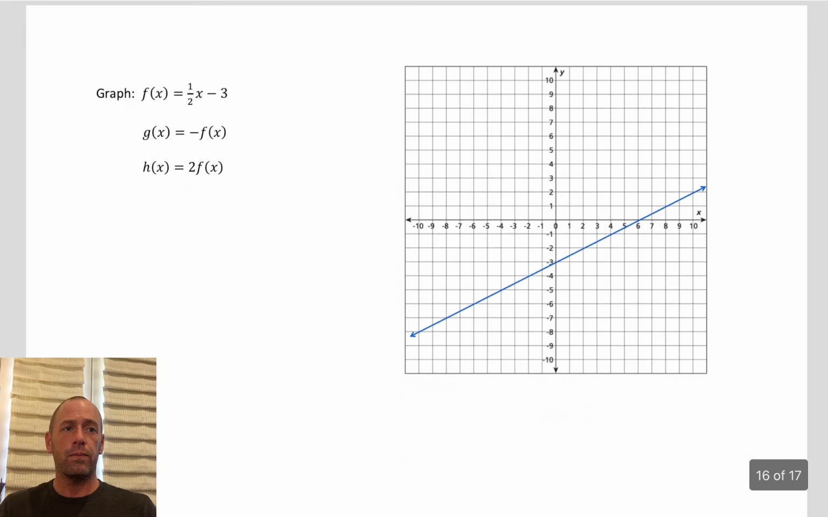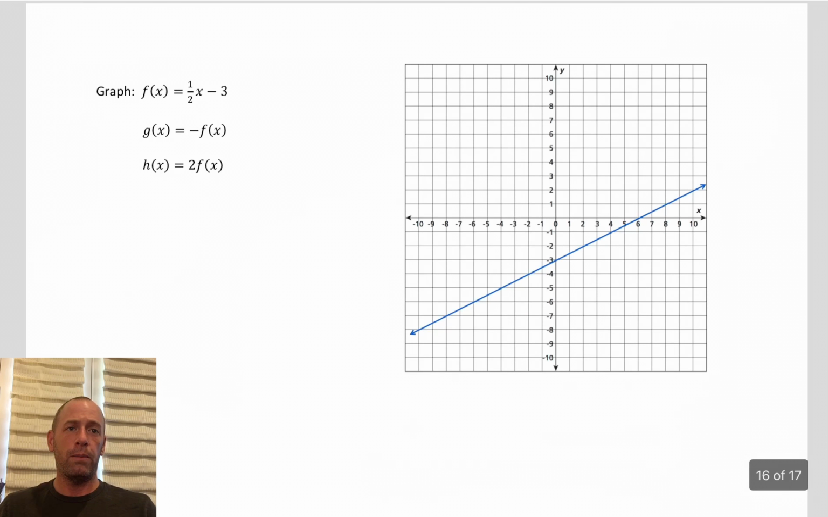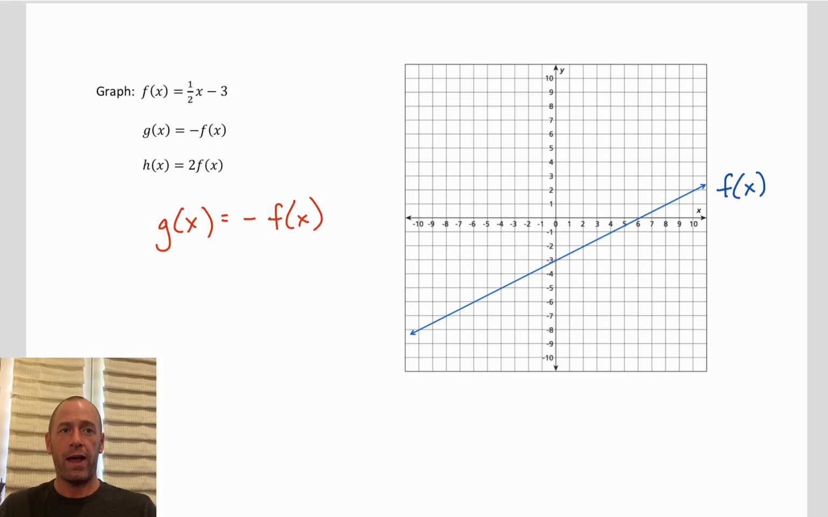Next example. I'm going to start with my function in blue. F of x is equal to 1/2 x subtract 3. So it's got a y-intercept of -3 with a slope of 1/2. And I'm going to do 2 different questions here. I'm going to start with saying that g of x is the opposite of f of x. That's the same as taking our function and multiplying by -1. That would give us -1/2 x plus 3. So we get a y-intercept of 3, a slope of -1/2.